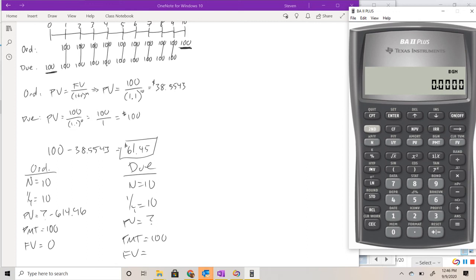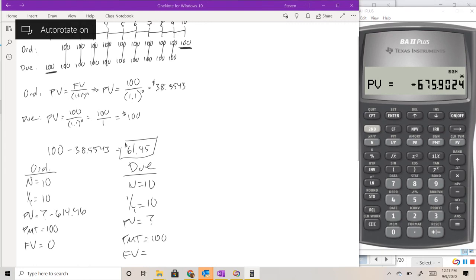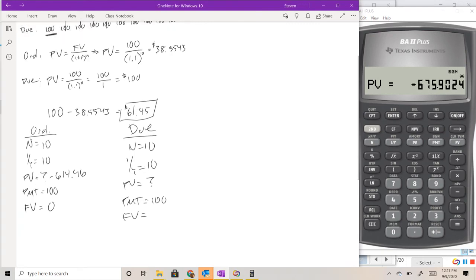All right, now all my inputs are already there. If I hit recall N, I can see the 10, recall I over Y, it's all there. So I'm just going to hit compute present value again. No, we got a problem. Let me check the rest of my settings. Oh, cleared some out. Hold on. 100 for payment, 0 for future value. All right, now compute present value. There we go. Okay, so now we're getting a present value of 675.90.